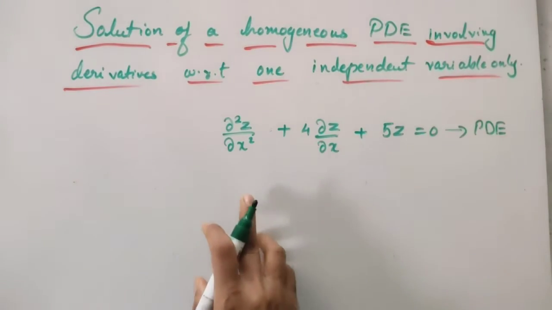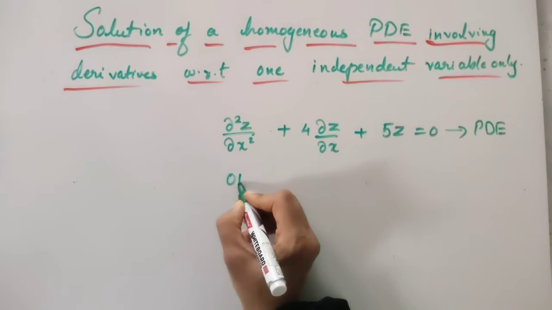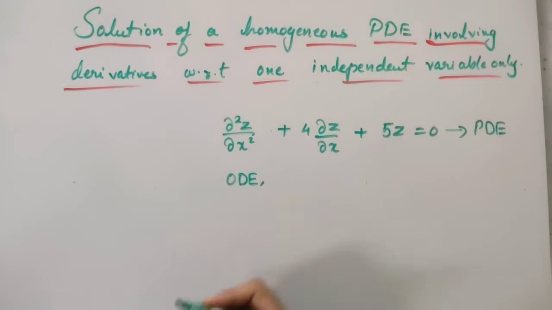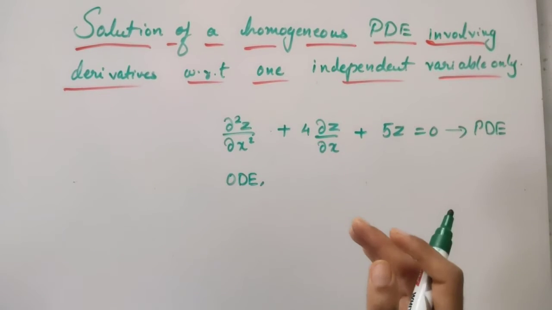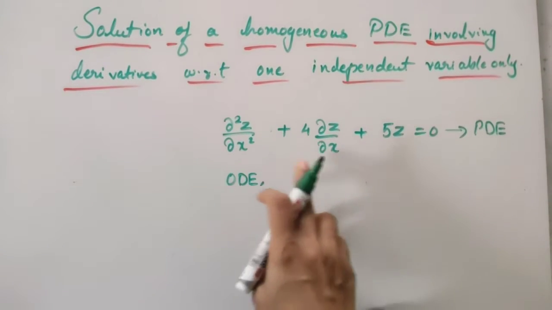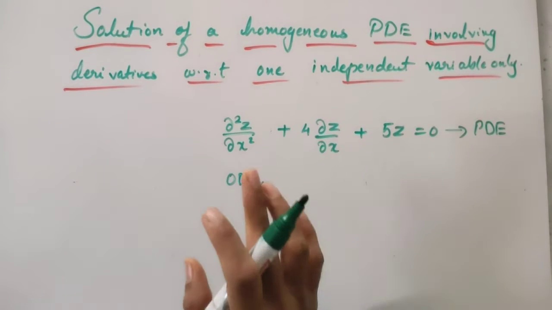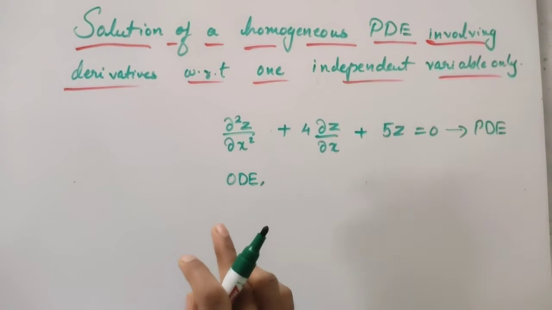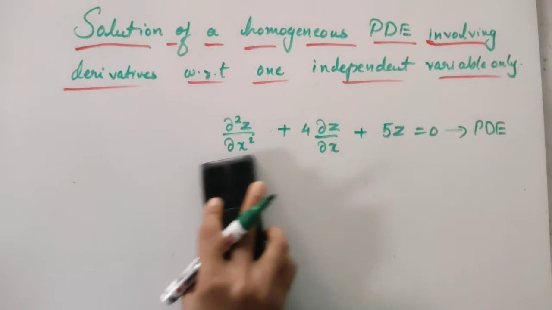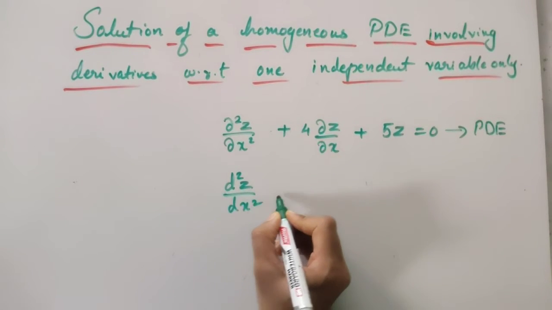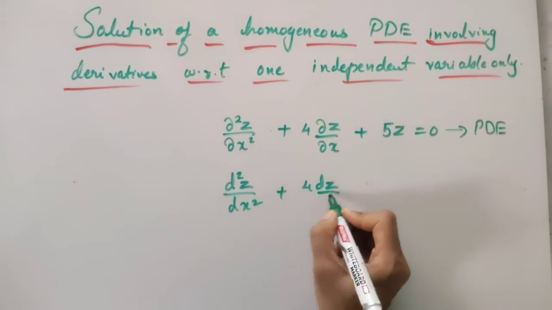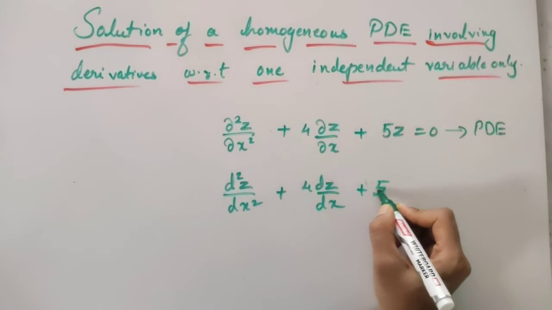Such an equation can be treated as an ordinary differential equation, ODE, because there are partial derivatives only with respect to one variable. No y term. ∂z/∂y is not there. No other variable is appearing. No derivative of z with respect to any other variable is appearing except x. So such an equation can be treated as an ordinary differential equation. And we can rewrite the same equation like this: d²z/dx² + 4 dz/dx + 5z = 0.